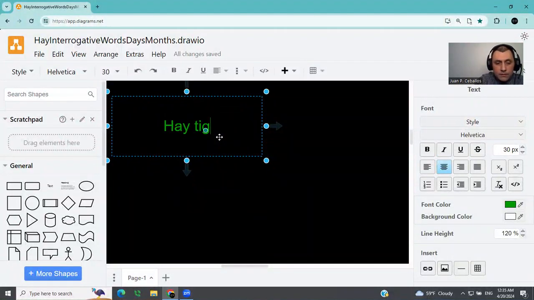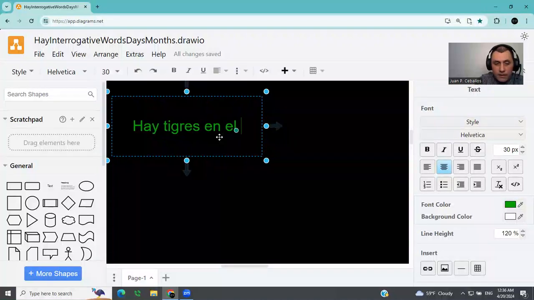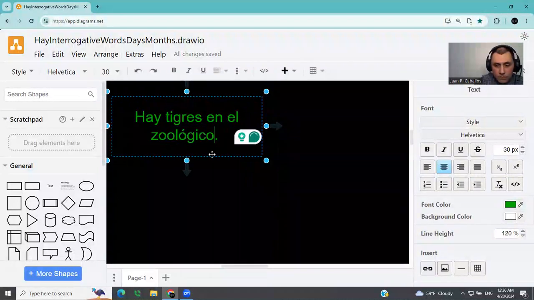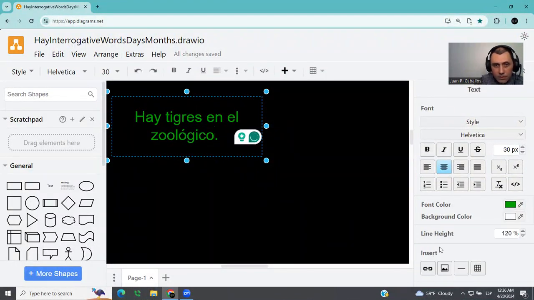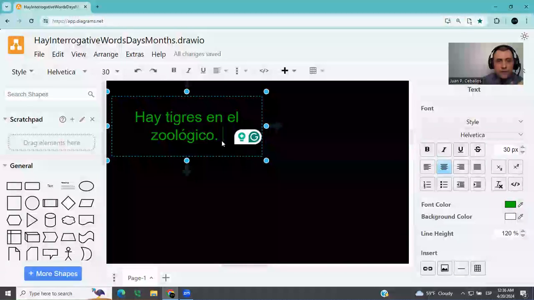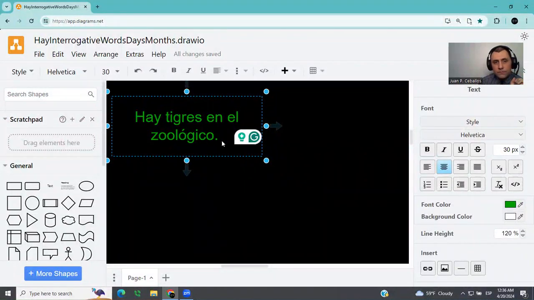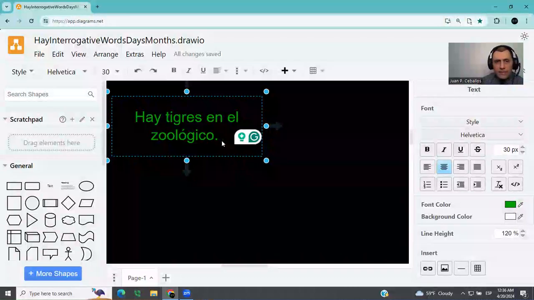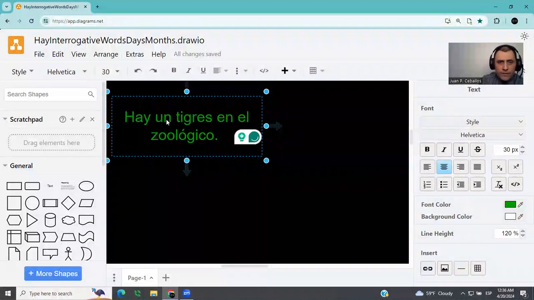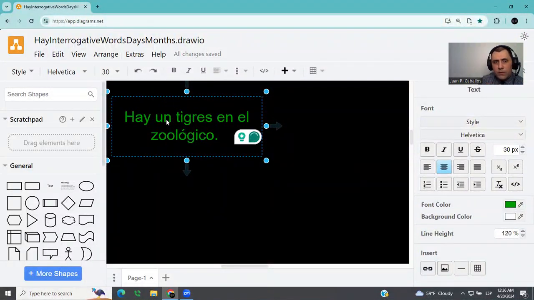Example, hay tigres en el zoológico. Okay. What the book says is completely correct. There are tigers in the zoo. So in this case, I am omitting the article un. This is called an indefinite article. It wouldn't make sense in Spanish or in English to say there is a tigers in the zoo. It's the same in Spanish. It wouldn't make sense. So that's why you take the article out.